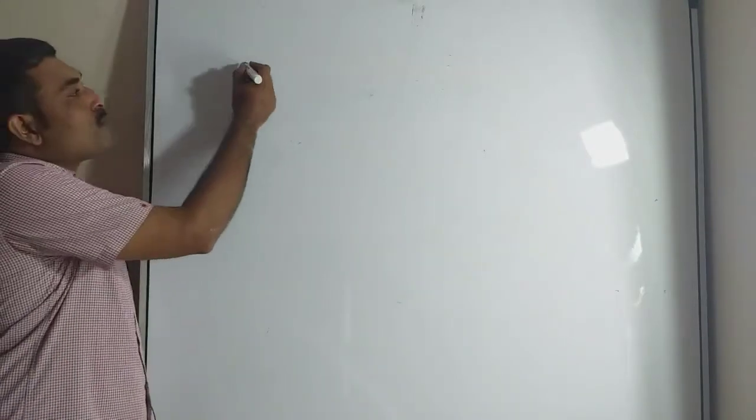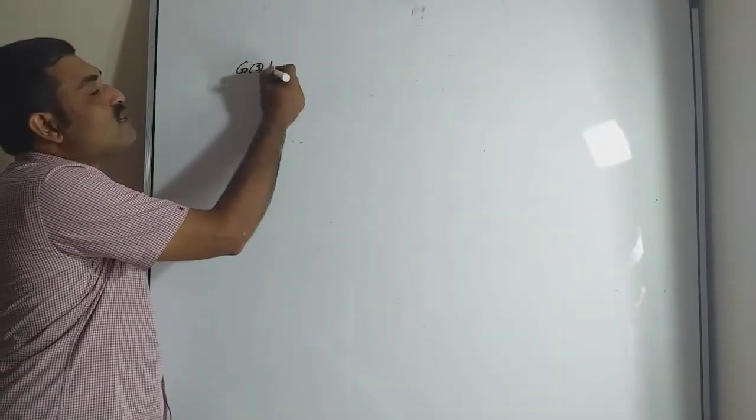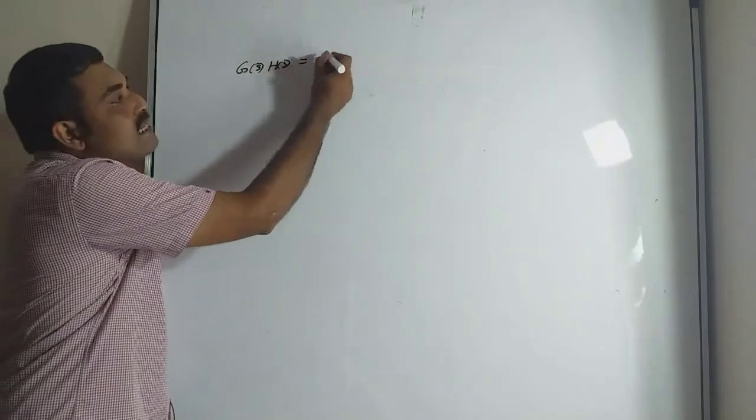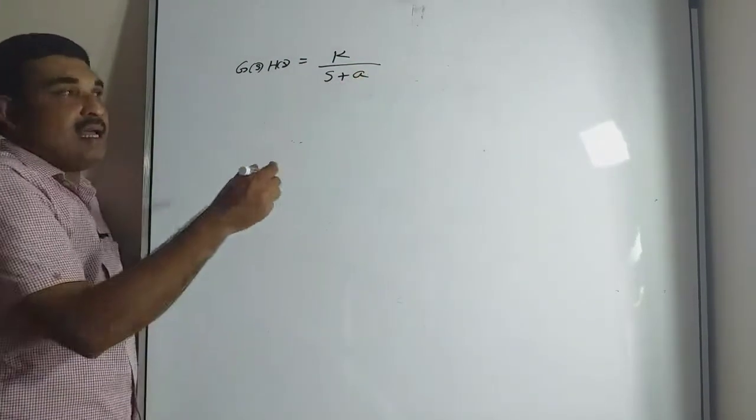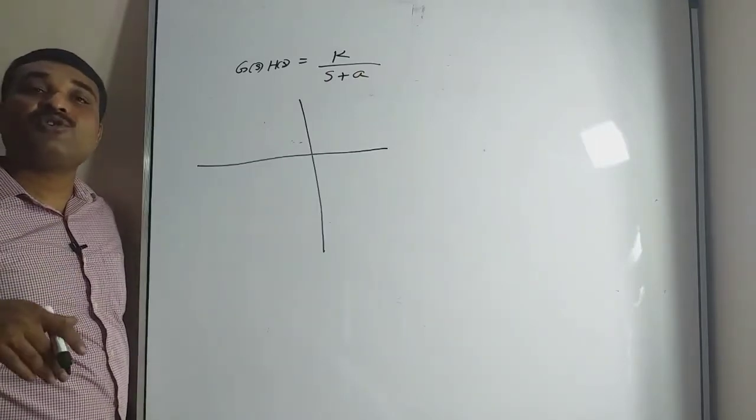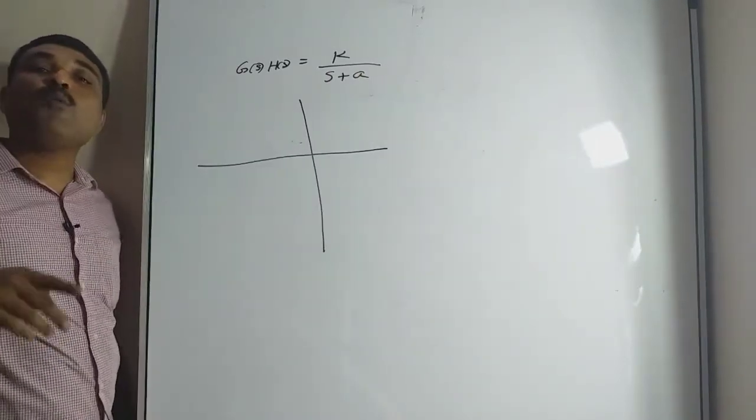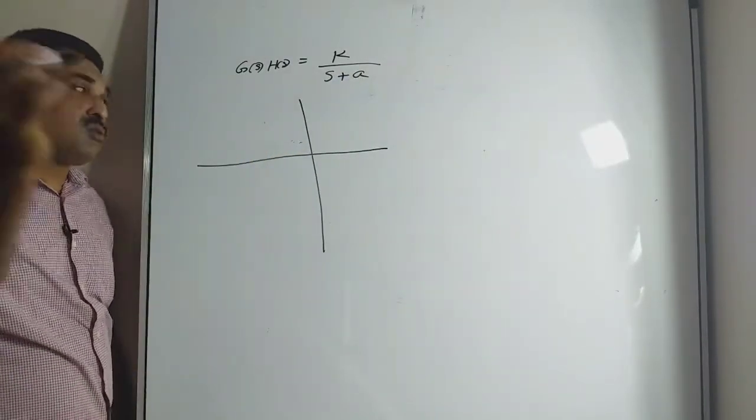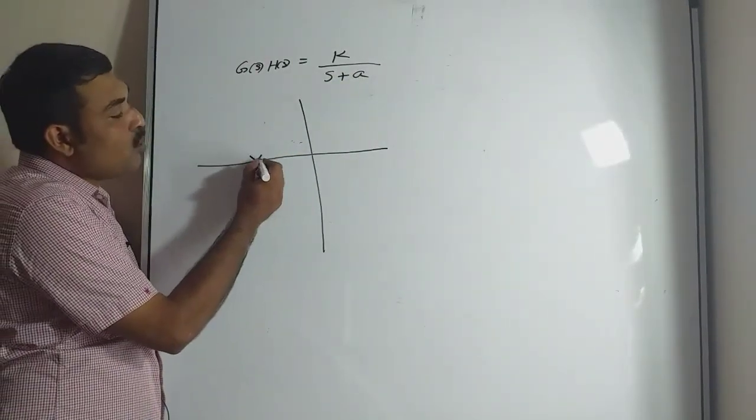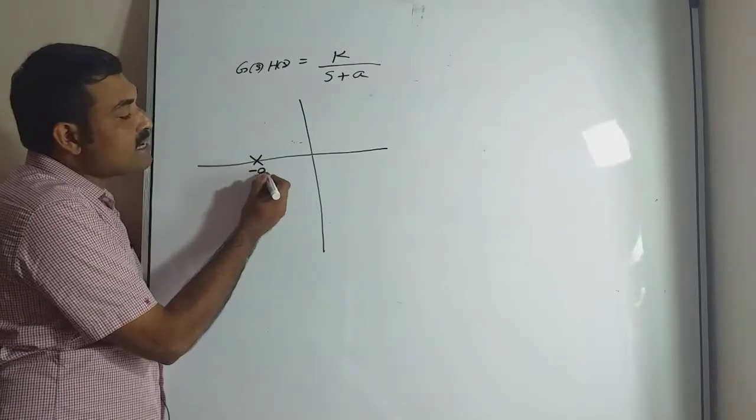Suppose our open loop transfer function G(s)H(s) is given by K divided by s plus a. Mark the location of poles and zeros on the s plane. We have only one pole at s equal to minus a and no zeros. So I am marking the pole at s equal to minus a.